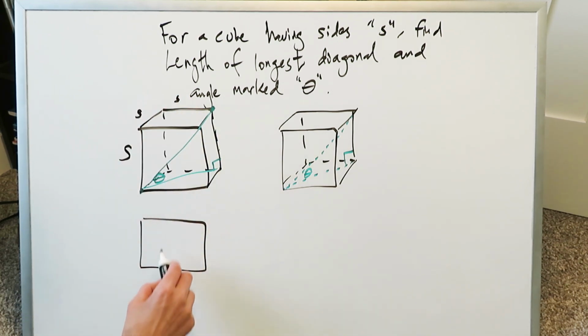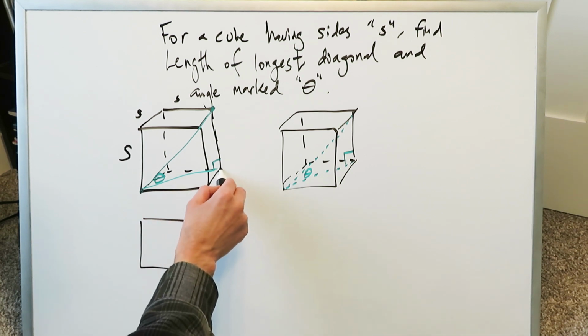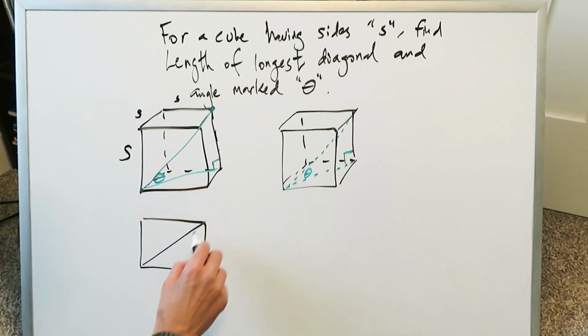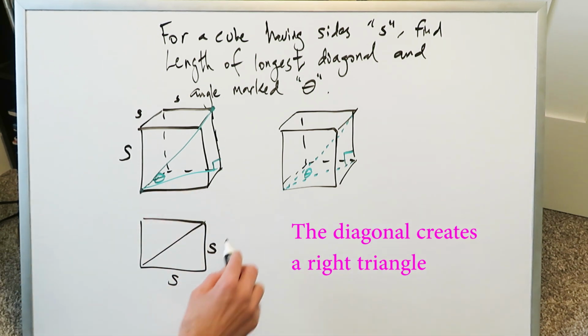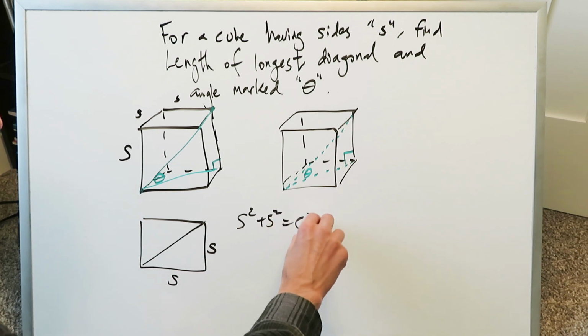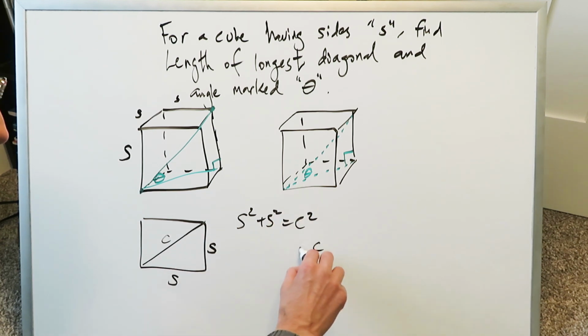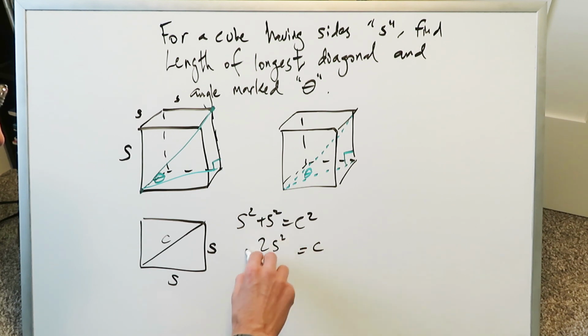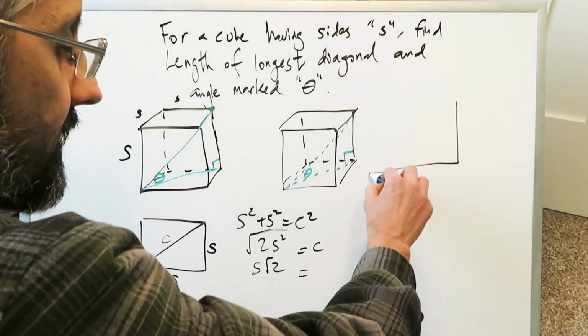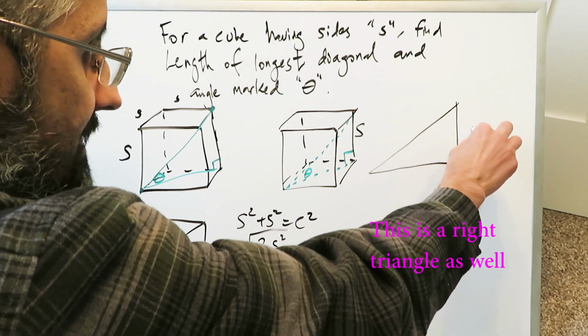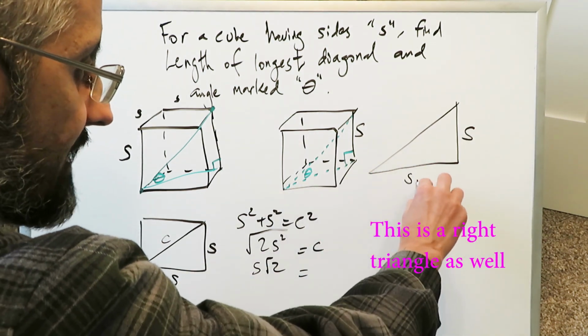This lower face right here, you're looking at this diagonal going from one corner to the other corner. Well, that's a diagonal, and we have S and we have S, and we can determine this dimension. You'll have S squared plus S squared is equal to C squared, the Pythagorean formula, and then C is equal to the square root of 2S squared, which is S root 2, and that's exactly what you have coming out over here. If you pluck this triangle out, this side right here is S, and then this we've determined to be S root 2.